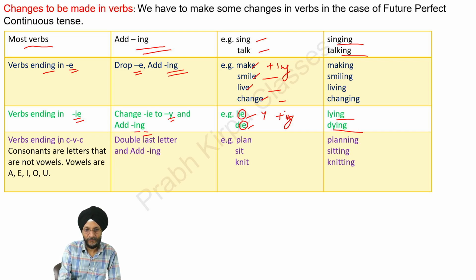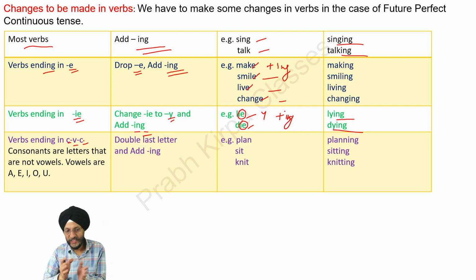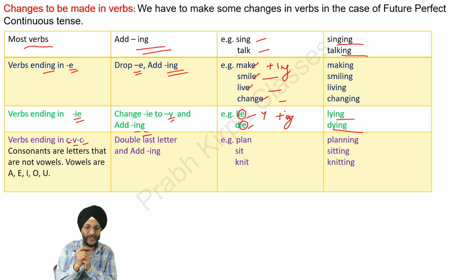Then there are certain verbs which follow the CVC pattern. What is the CVC pattern? C means consonant, V means vowel, C means consonant. In the English alphabet, A, E, I, O, U are the vowels, and all the other letters of English are known as consonants. In case of those verbs which follow the CVC pattern, we have to double the last letter and add ing. Let us see how it happens. We have to start from the last. This is consonant, A is vowel, L is again a consonant. So we will double the last and add ing.